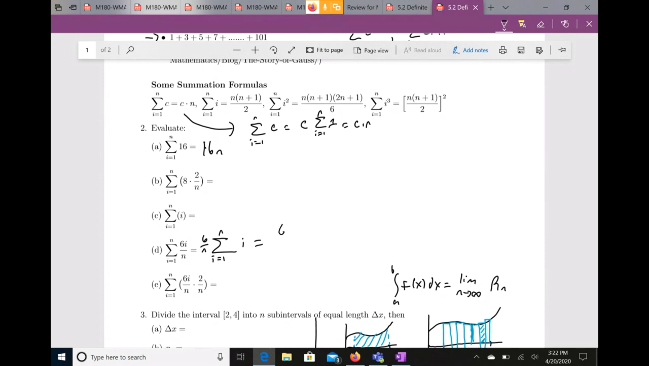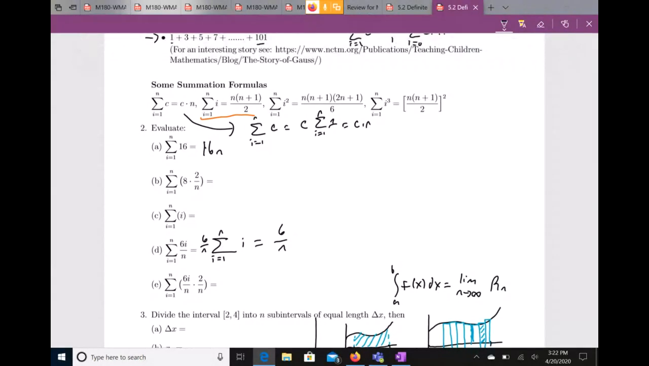So to evaluate this, it'll be 6 over n times this sum. But we're given an expression for this sum here. If I just sum i with i from 1 to n, I get n times n plus 1 over 2. So this ends up evaluating to 3 times n plus 1. The n's cancel out, and 6 over 2 gives me 3.